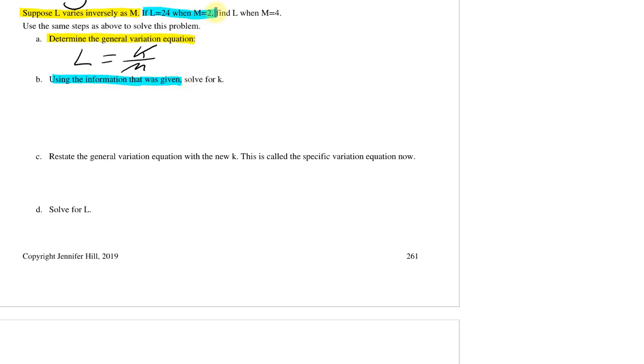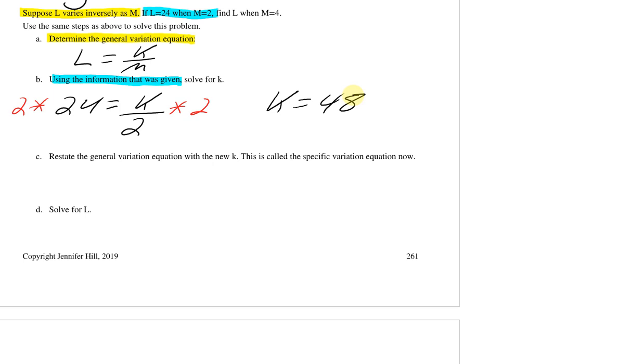This is the stuff that's given up here. So this is 24 equals k over 2. Now in this case, to solve, I need to multiply each side by 2 to get the k by itself. So ultimately I get that k must equal 48.